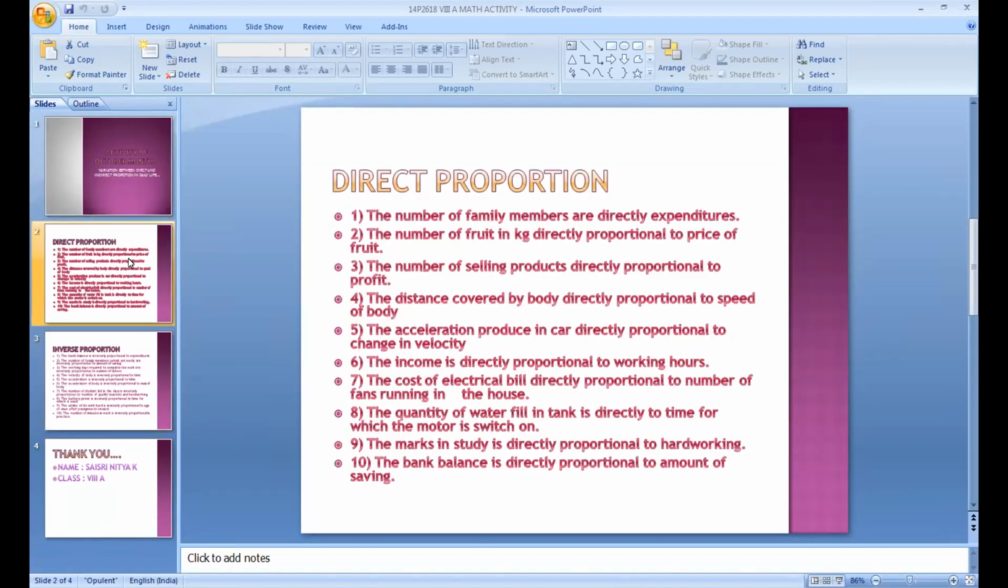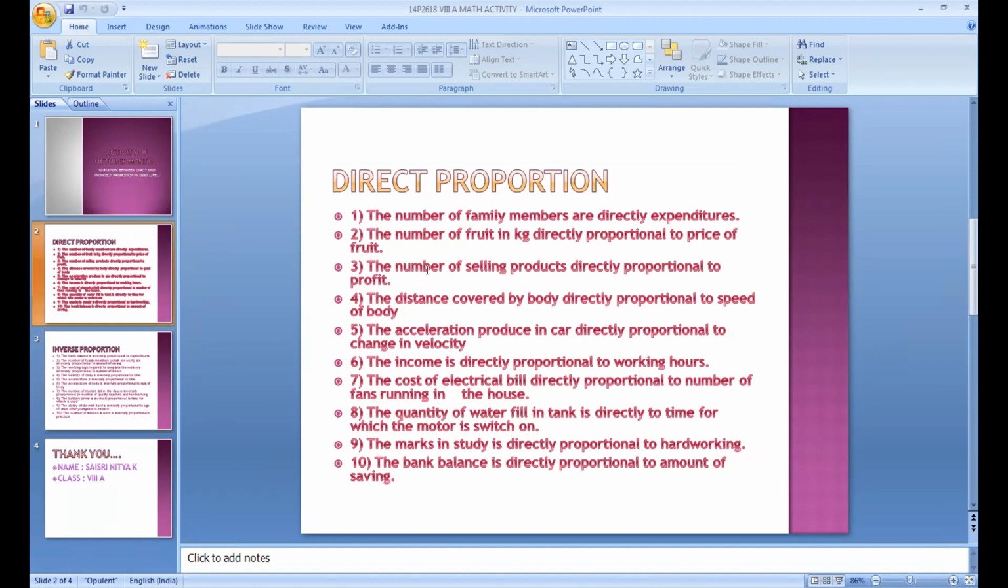Yeah, please start with the direct proportion. Please read louder. Anyone who has a network, I am unable to hear Nitya's voice properly. Ma'am, who is going to read? Yanaya is there. One minute, children. Yes, please read the direct proportion examples, ma'am.